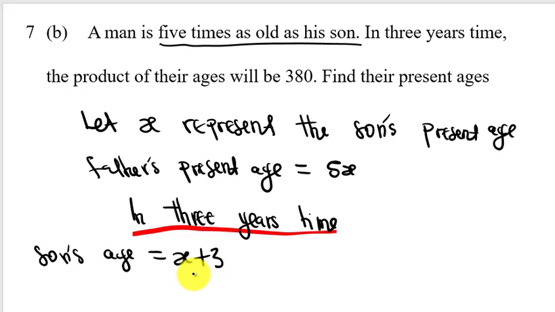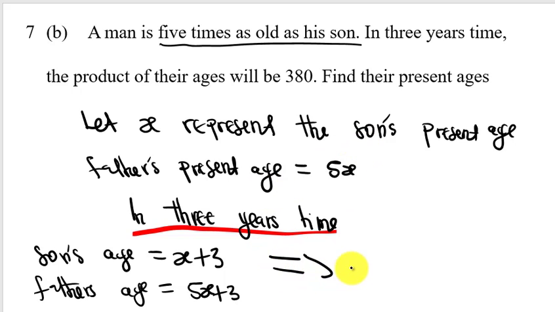We do the same thing for the father. So in that 3 years' time, the father's age will also be 5x plus 3. Now the question is saying that the product of their ages in 3 years' time will be 380.